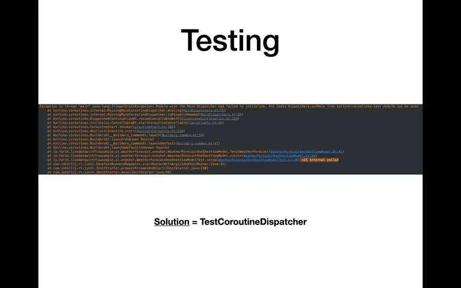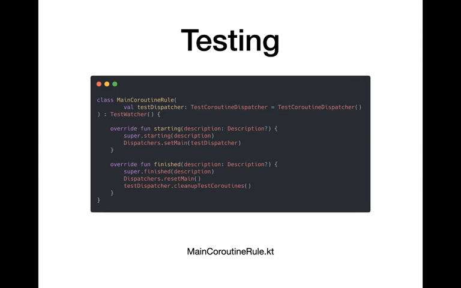Let's see how we can implement this. For this one, we have a rule which just creates a TestCoroutineDispatcher, and at the start of the test, it sets the main dispatcher to the test dispatcher. What Dispatchers.setMain does is override the main dispatcher with the test dispatcher. But the thing is, it just overrides the main dispatcher, not the IO or default dispatcher. That's the downside of this function. And whenever it's finished, it resets the main dispatcher.